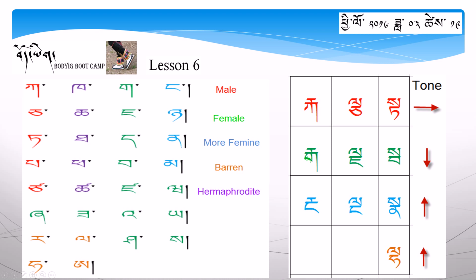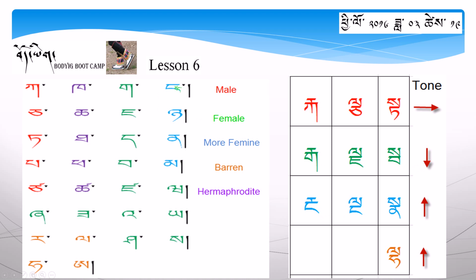Now, when it's used on top of the green letters, there is a change in the tone. The tone becomes lower, as you can see with this arrow. So this by itself is ka. But when you add the surmounted letter ra on top of it, this becomes ga. So ka becomes ga. Without it, it's ka. With the surmounted letter, it becomes ga. Ka, ga. And then same thing here: cha, ja. Pa, ba. So the tone is lowered in these cases.